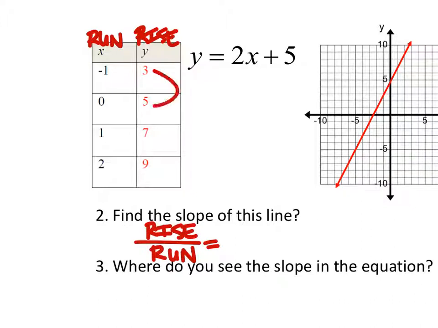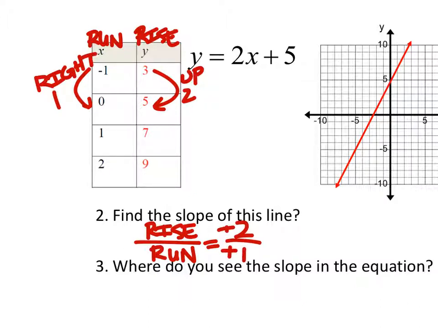So what's the rise on this thing? That's from 3 to 5. That means you'd have to go up 2 to get to 5 from 3. So that's a rise of positive 2. And the run from negative 1 to 0, that would be to the right 1. So that's positive 2 over positive 1, which is 2.